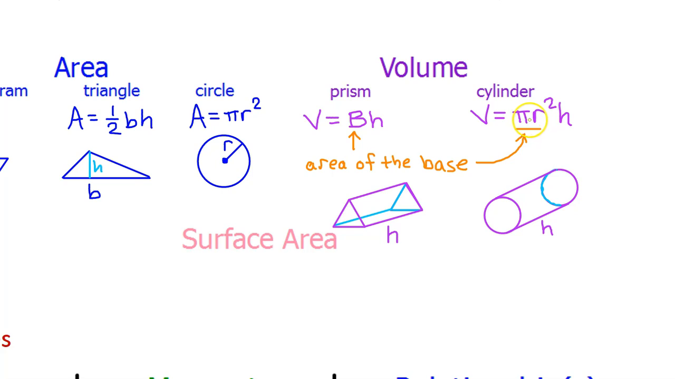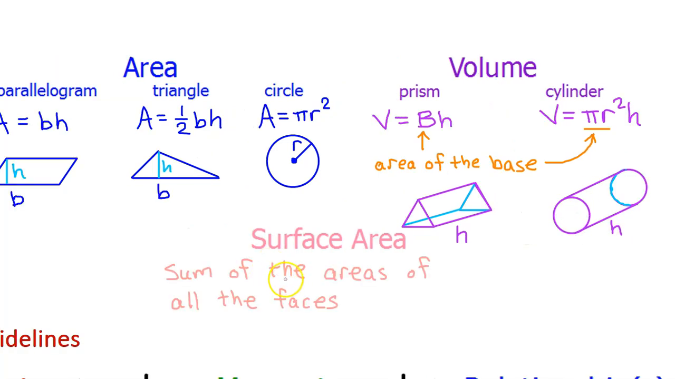The volume of a cylinder is also the area of the base times the height. It's just that the base of a cylinder is a circle, and we already know that the area of a circle is pi r squared. So area of the base times the height becomes pi r squared times the height.